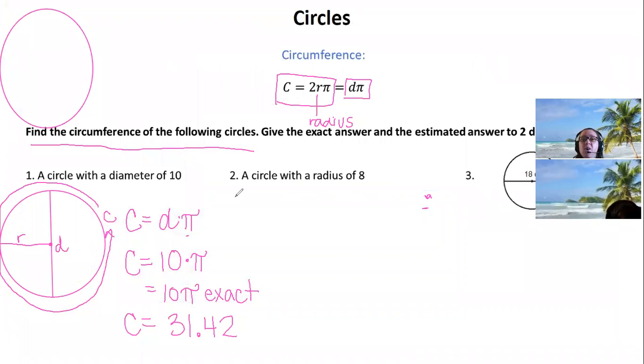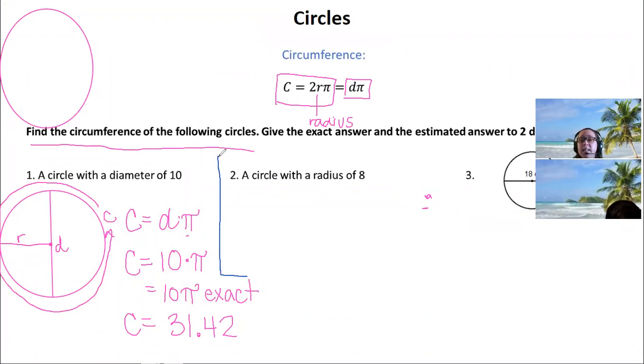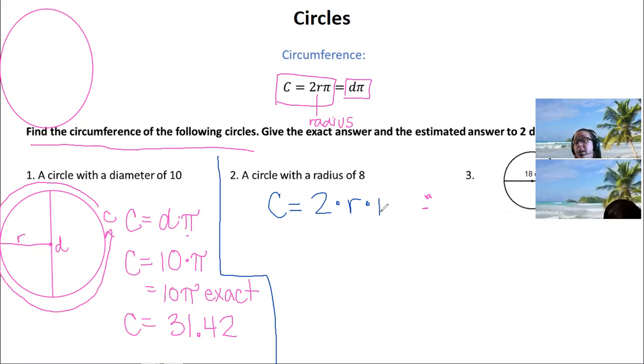All right, so next one. The next one, we are given a radius. So we're going to use a slightly different formula. We're going to go to 2 times the radius times pi. And they're saying the radius is 8. So I'm going to replace the r with 8.